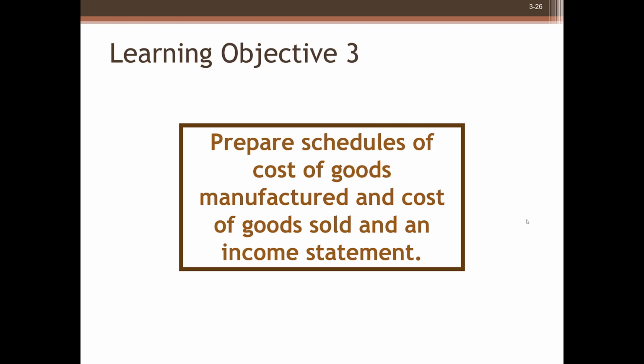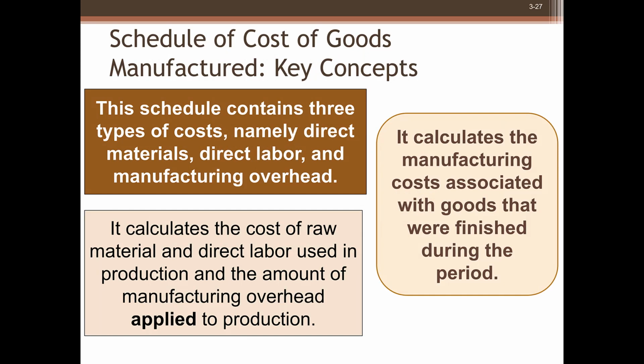Learning Objective 3 is to prepare schedules of cost of goods manufactured and the cost of goods sold and income statement. The schedule of cost of goods manufactured includes three elements of costs mentioned earlier: direct materials, direct labor, and manufacturer overhead. It calculates the cost of raw material and direct labor used in production, and also the amount of manufacturer overhead applied to production. It also calculates the manufacturer costs associated with goods which were finished during the period.